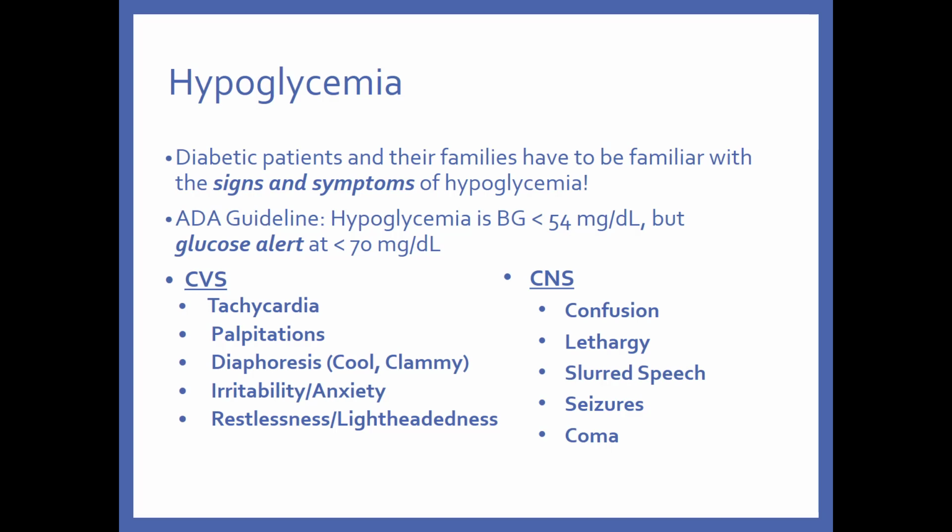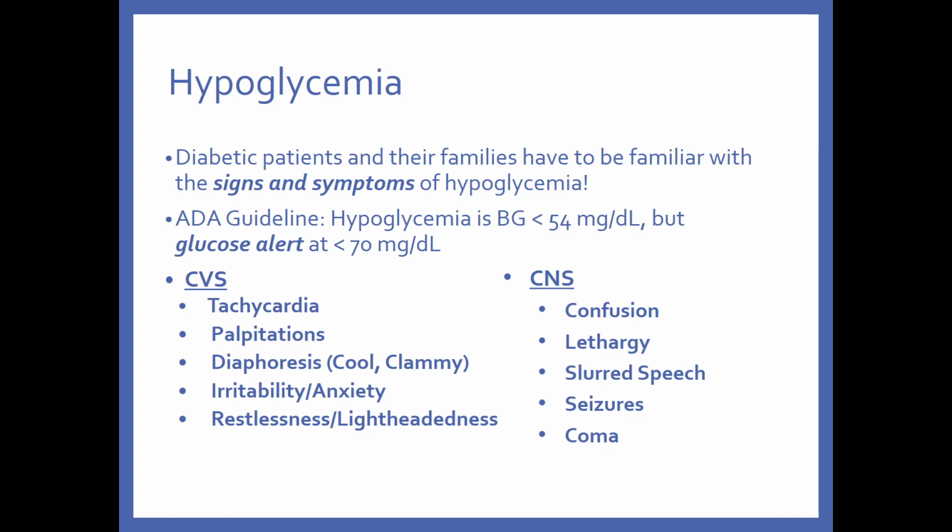What we're looking for here, we can break down into cardiovascular symptoms and then the CNS symptoms. The reason we see these symptoms is that when glucose decreases in the body, there's an adrenergic response, caused by release of epinephrine, cortisol, and glucagon, as well as growth hormone. All those hormones get released, and that causes this adrenergic response, and then we'll see the tachycardia, the palpitations, the anxiousness, restlessness, diaphoresis.